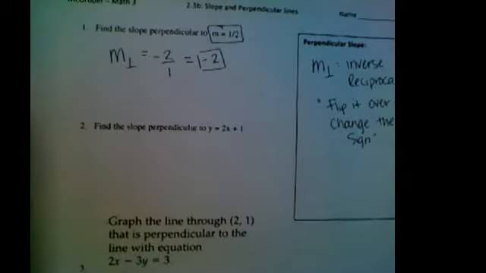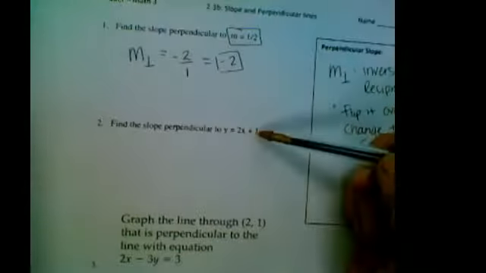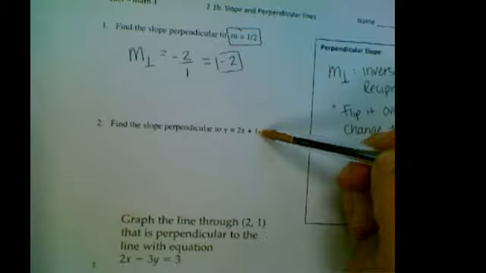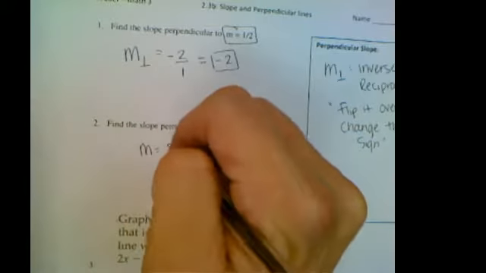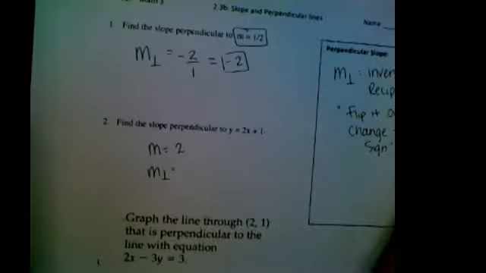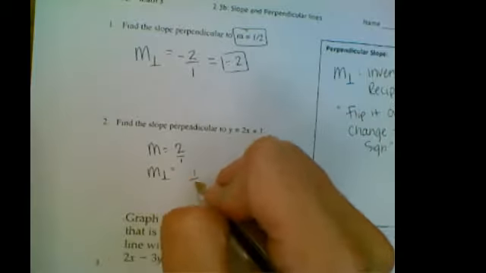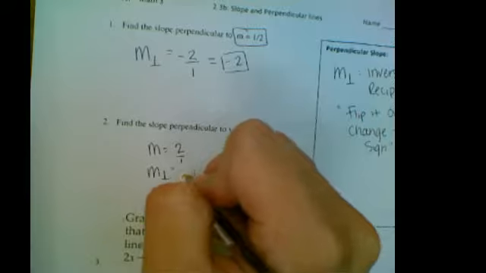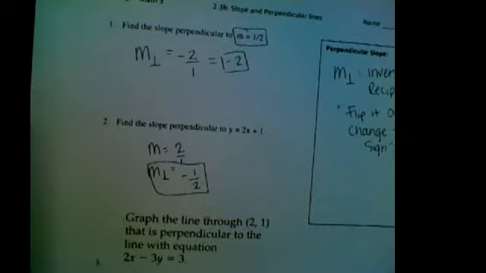Example 2, find the slope perpendicular to the line y equals 2x plus 1. Well, this is in y equals mx plus b form, so here is our y-intercept, and here is our slope. So slope is 2, so our perpendicular slope is, it's a whole number, so I'm going to put it over 1. So perpendicular slope is going to be flip it over and change the sign. So that is your perpendicular slope.